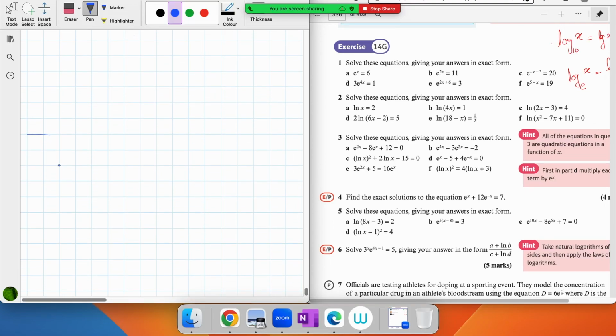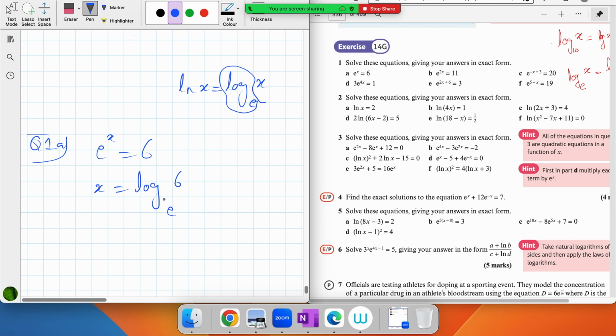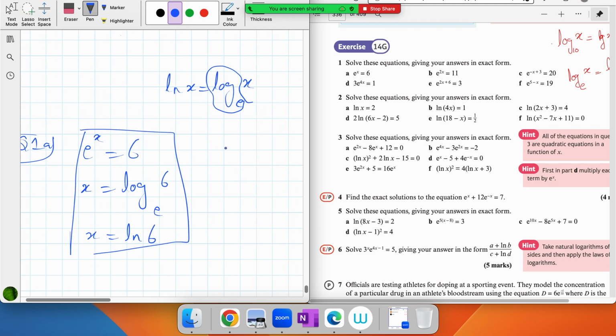So it is just like we did before, from index to logarithmic form, logarithmic to index form. Question number 1 says e raised to the power x is equal to 6. Changing it to logarithmic form, this becomes x is equal to log 6 to base e, which is understood that ln x is actually equal to log x to base e. So we can change it to ln 6.